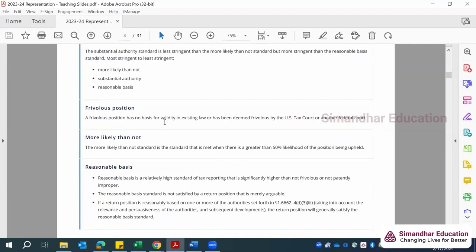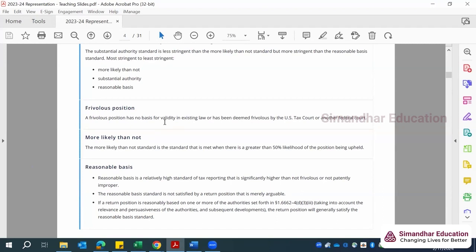So frivolous position, as I mentioned, is something that is not acceptable at all, something that any person should know, but they're just keeping a blind eye to it. So one example that I gave is someone moving from abroad to United States, staying there for a couple of years and then claiming that they are not subject to taxation in the United States. Just because they are a resident of a different country does not make sense at all, because you're staying in United States and you're generating revenue there, you're making money there.